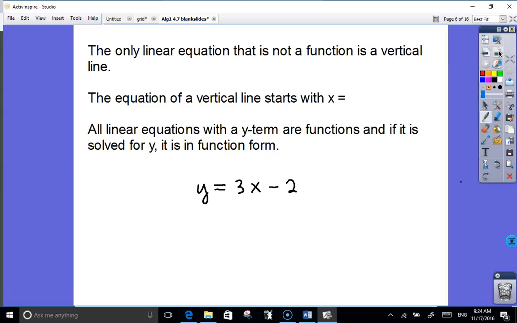So the equation of a vertical line, if you remember, starts with x equals. X equals is how you name a vertical line. All the other linear equations are going to start with y equals. And if you look at the calculator on the top left, it's got that y equals button. You just think of that like that's the function button. That's where I put functions.